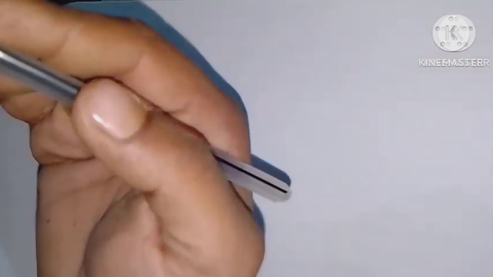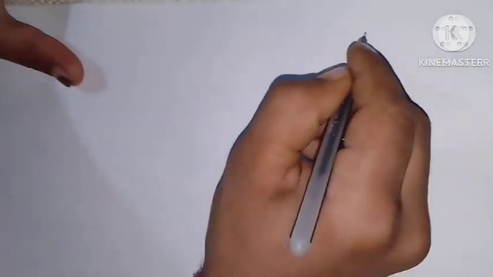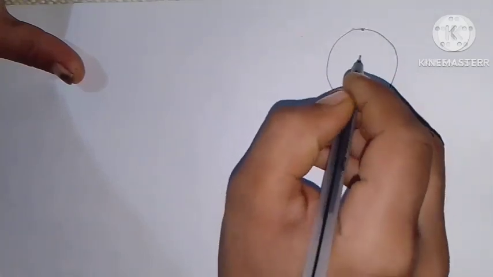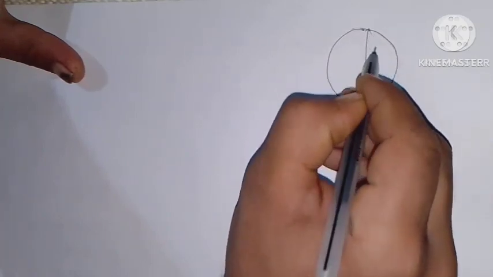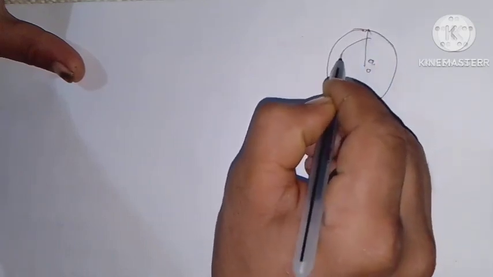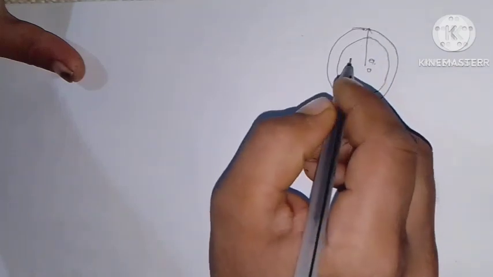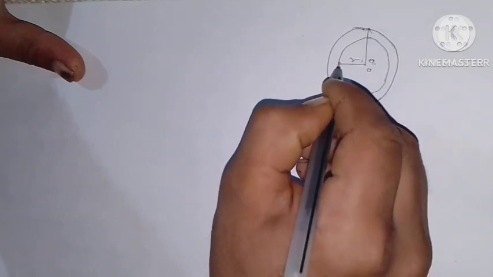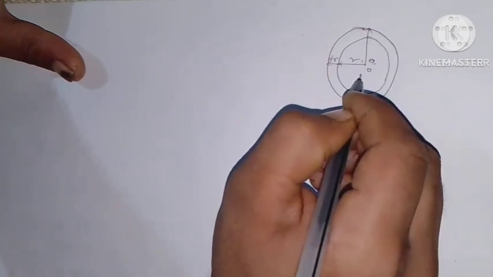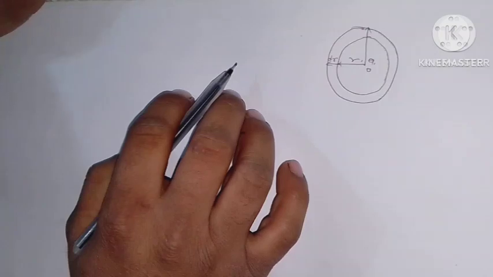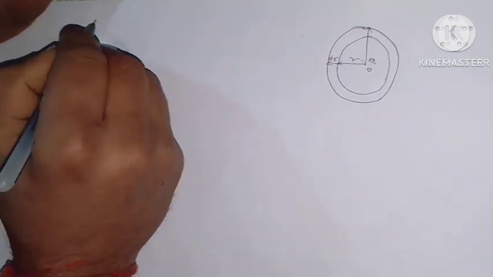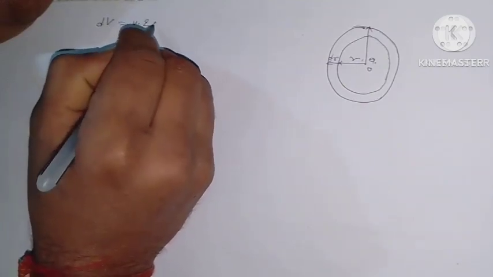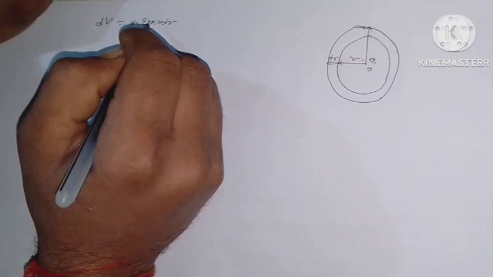The area of cross section of the cylinder layer of radius r and thickness dr: let this be the cross section of the cylinder, this is the center O, this is the radius a, this is the radius r, and this is dr. The volume of liquid passing per second through this area is dV equal to v into 2 pi r dr, because the area of cross section of the cylinder layer of radius r and thickness dr equals 2 pi r dr.